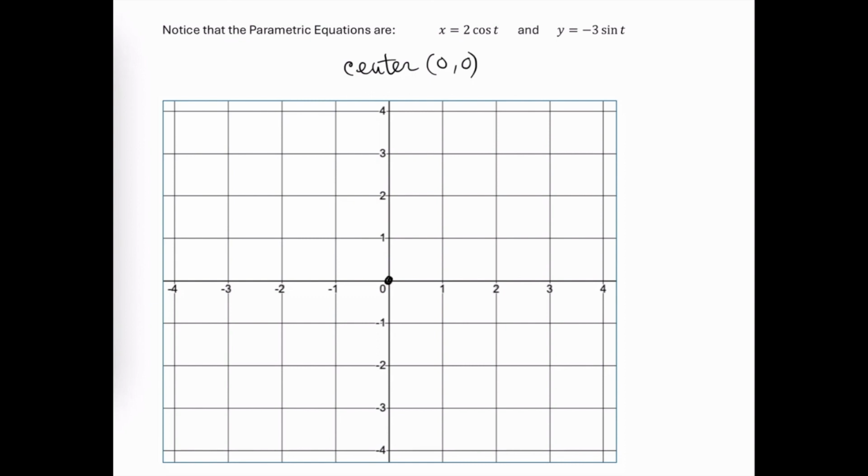So we start off with plotting our center value. We're going to move 2 units in the direction of x and 3 units in the direction of y. And this is going to be our elliptical path. So let's plot some points plugging in different values for the parameter. We'll plug in 0 and pi over 2.